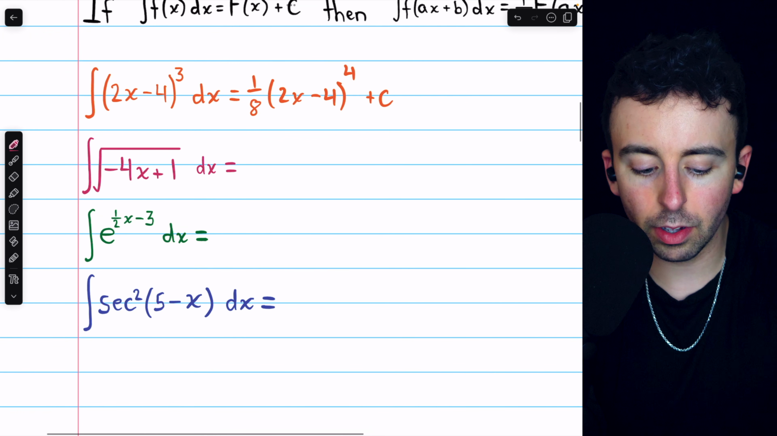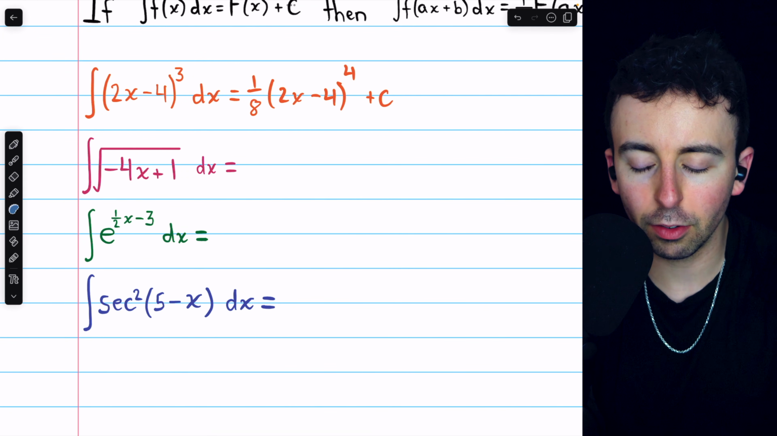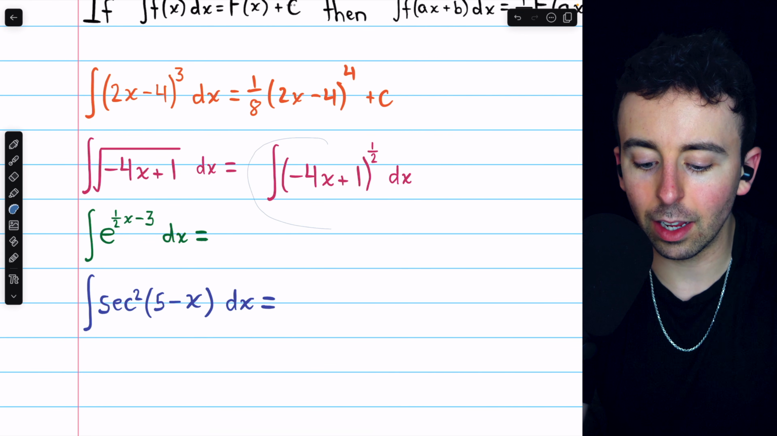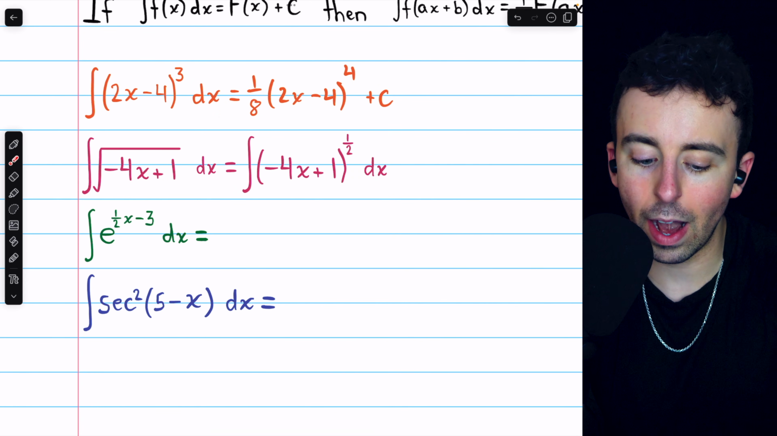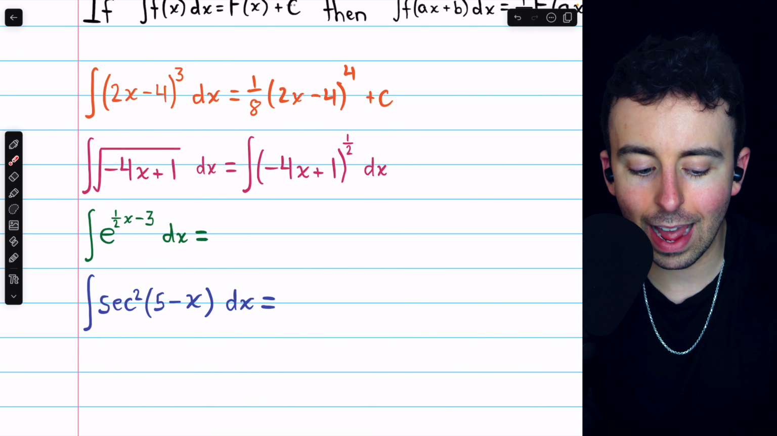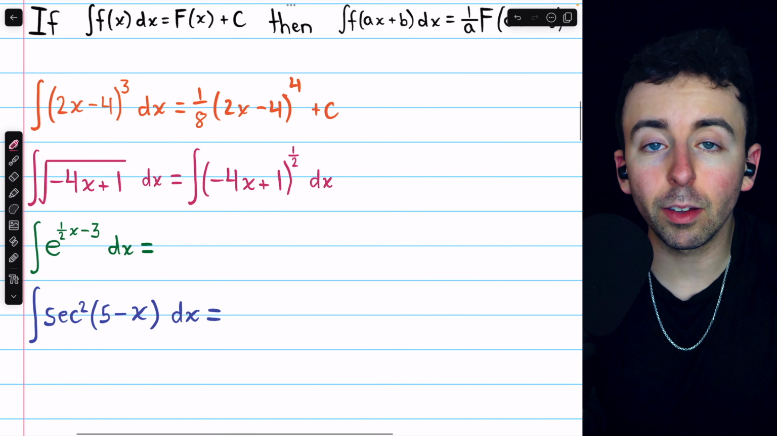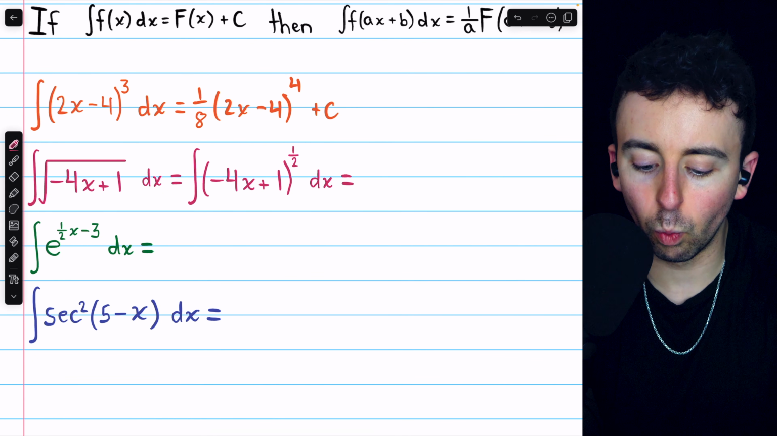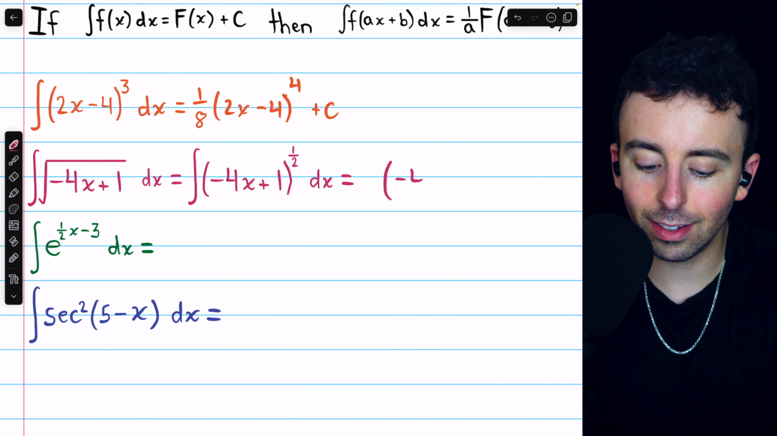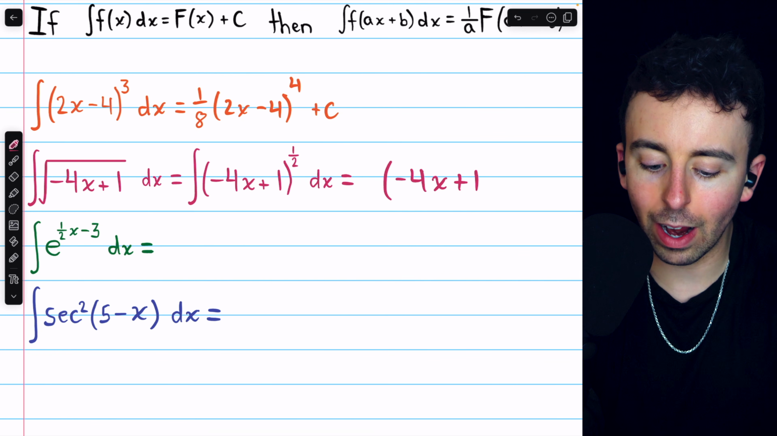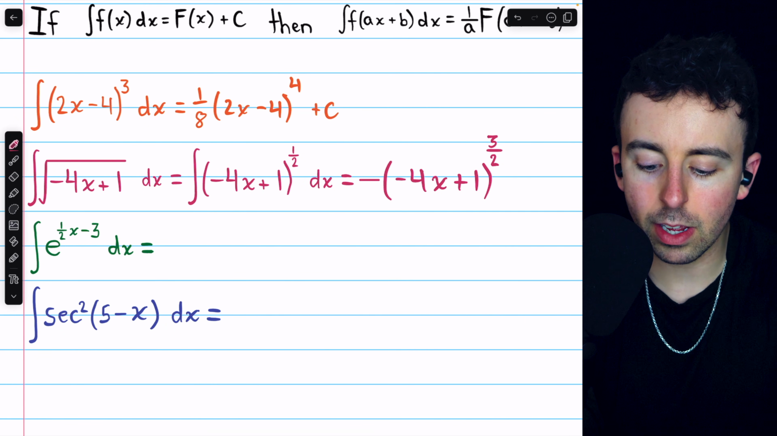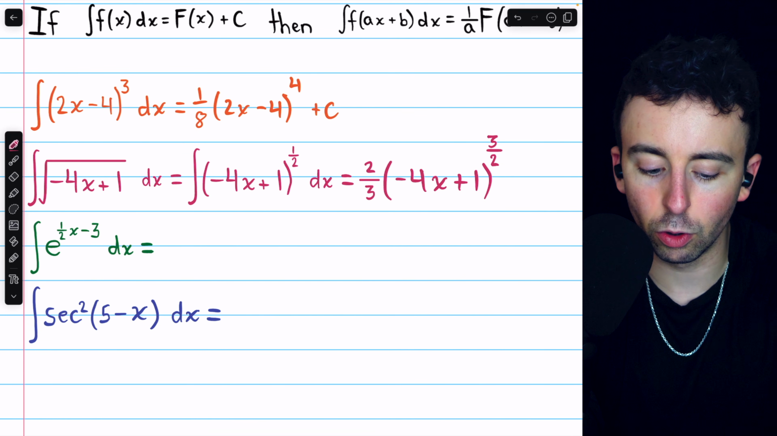Next, we have the integral of the square root of (-4x + 1). To begin, let's just rewrite this as the integral of (-4x + 1) to the power of 1/2. Square root is the same as a power of 1/2, and now we'll be able to integrate this, just like the first example, using the reverse power rule. We're going to increase the power by 1. 1/2 plus 1 is 3/2. So we have (-4x + 1) to the power of 3/2. Then we need to divide by the new power of 3/2. Dividing by 3/2 is the same as multiplying by 2/3.